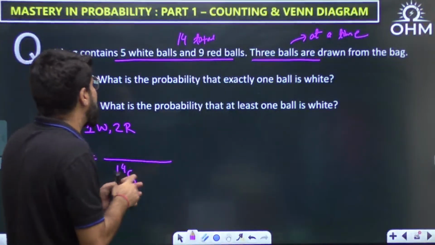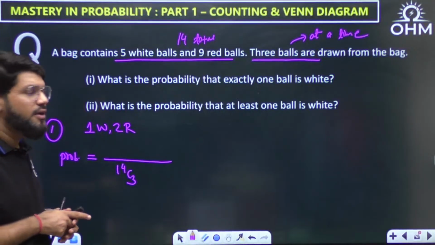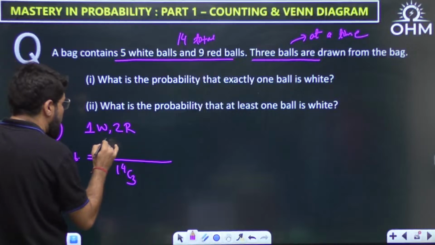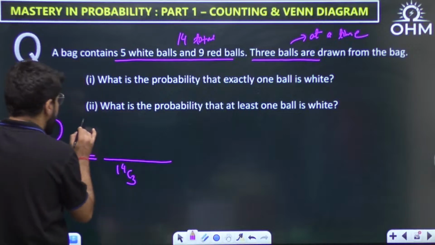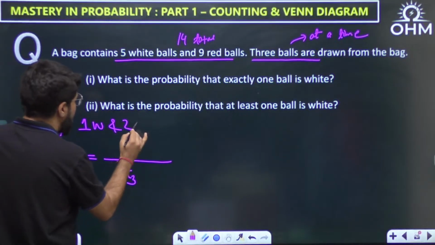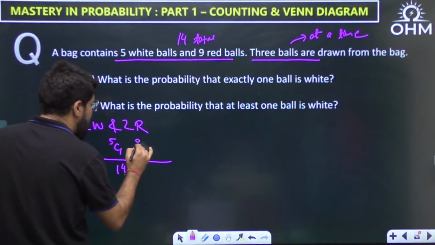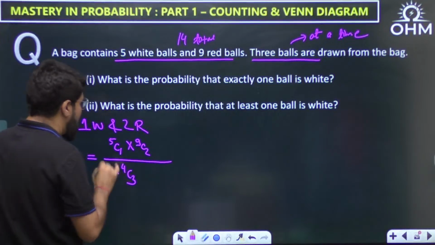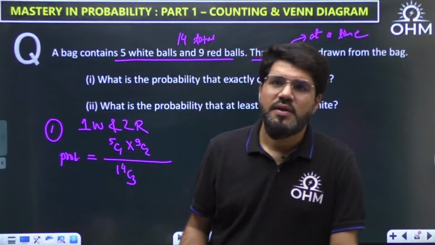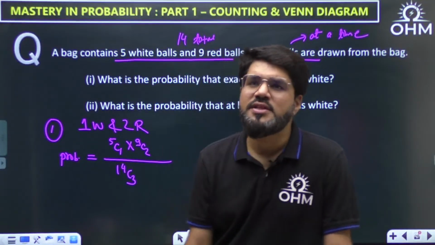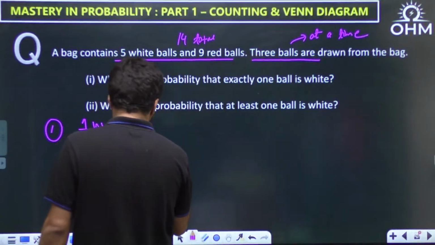The numerator is your favorable condition: 1 white and 2 red. In how many ways can you select 1 white out of 5? 5C1. And 2 red out of 9, 9C2. And means multiply, so 5C1 into 9C2. Yes, exactly 1 white, so 2 red. Let me expand this calculation.